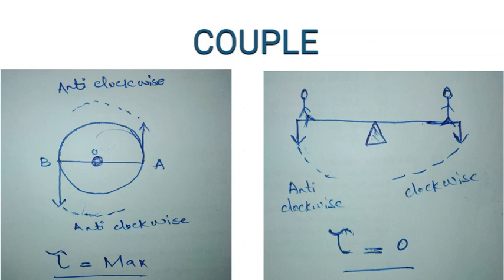In case of a car steering, both applied forces produce a torque in the same direction, so the torque is always maximum in case of the car steering, because both of the forces reinforce together to give a maximum torque. But on the other hand, in case of the seesaw, both forces produce torque in opposite directions, so they cancel their effect to give a zero torque. That's why in both of the examples we have different torques as shown on your screens.